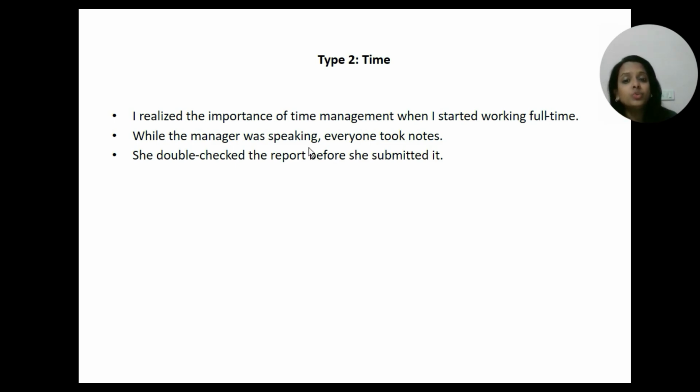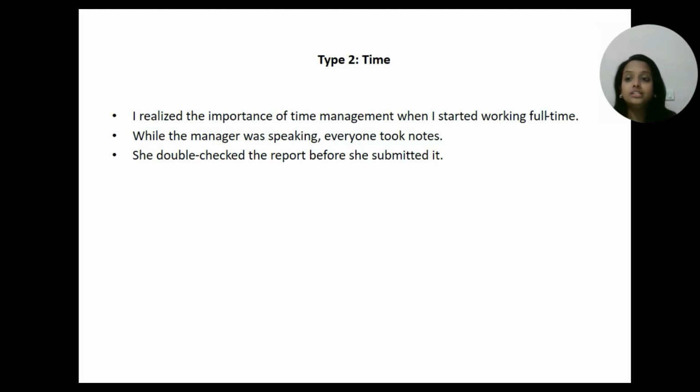And while the manager was speaking, everyone took notes. So, when did it happen? When they started to take notes, when the manager was speaking. She double checked the report before she submitted it. So before submitting something, we always double check, right? So these are extremely common in storytelling, explanation, and real life conversations.